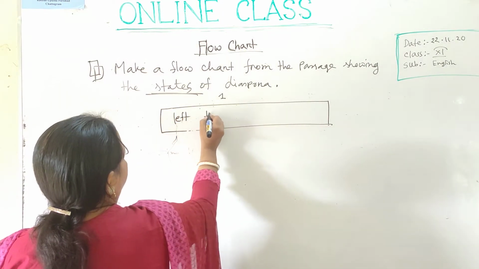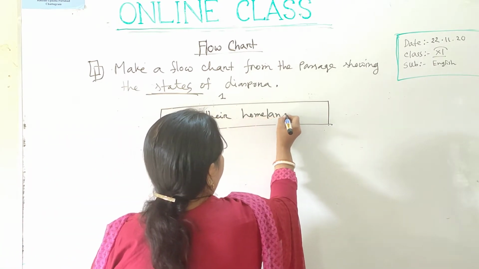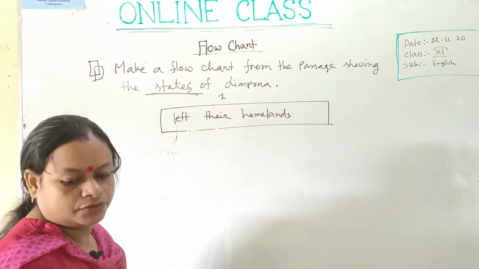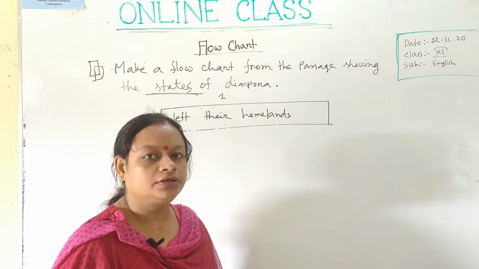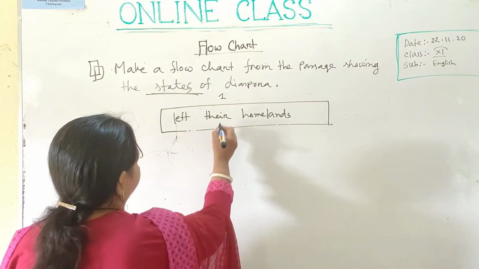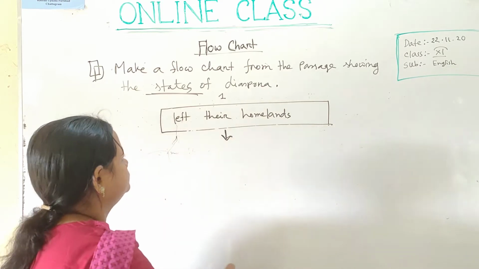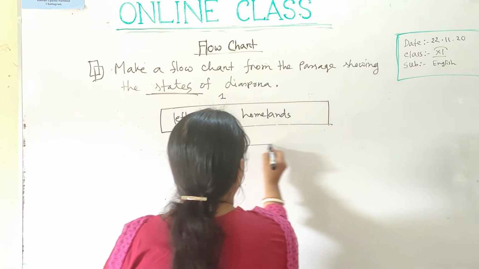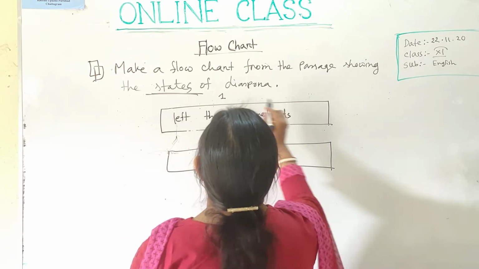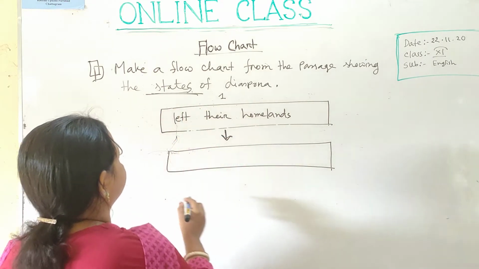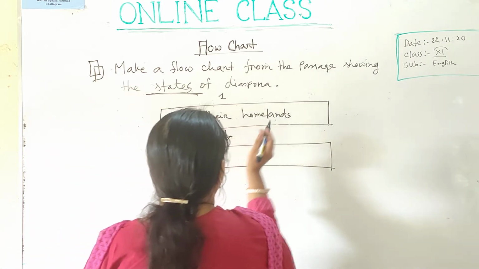Left their homelands. Number 1 will be given for you. So, we have to draw another 5 boxes containing 2 marks each. Then you have to draw a flow. Then another box showing the states of diaspora. Here in the question paper you see that left their homelands.